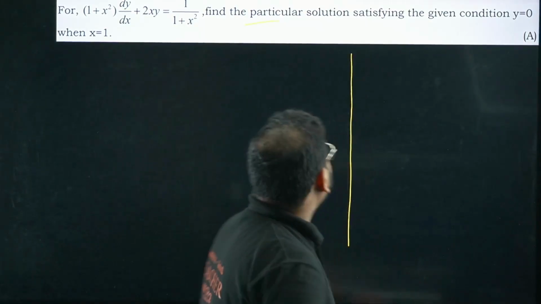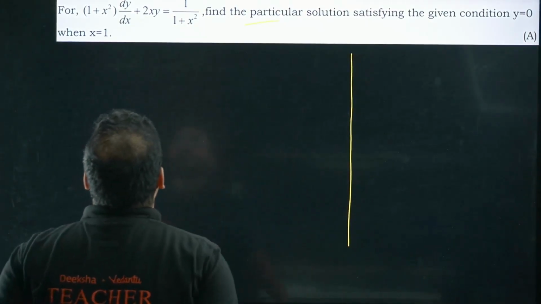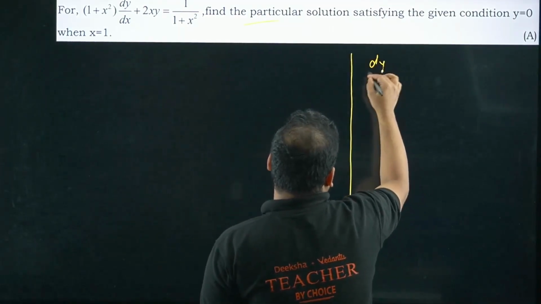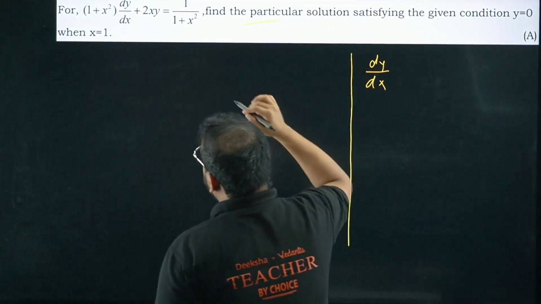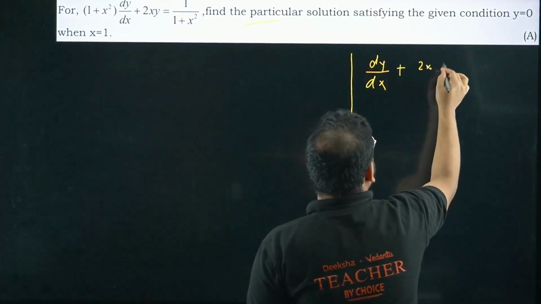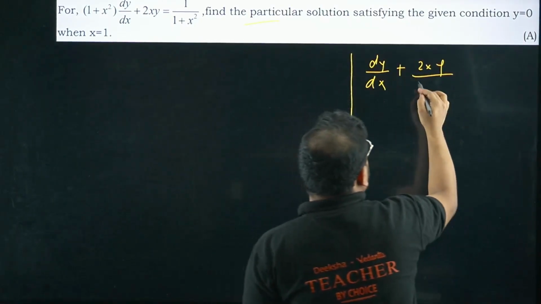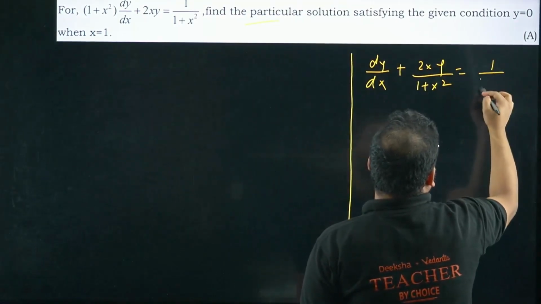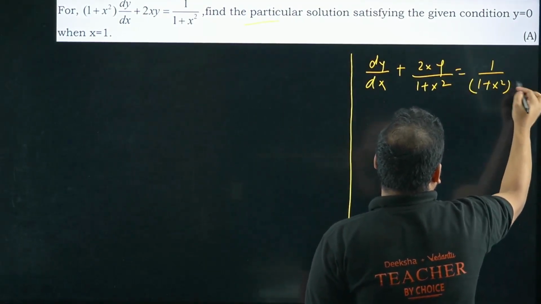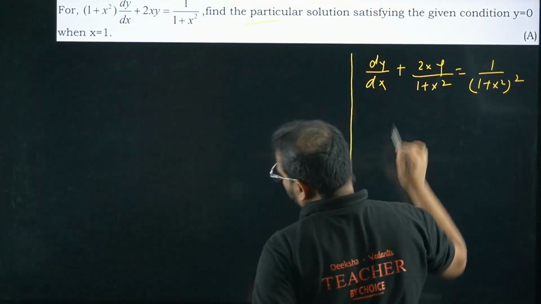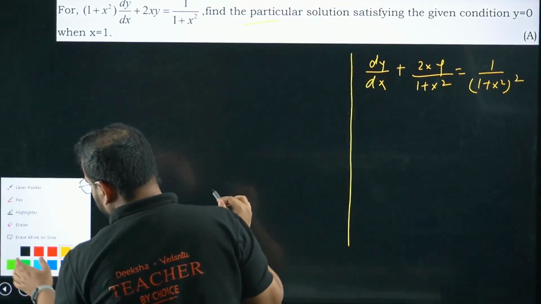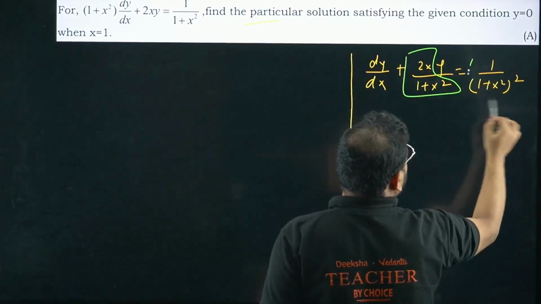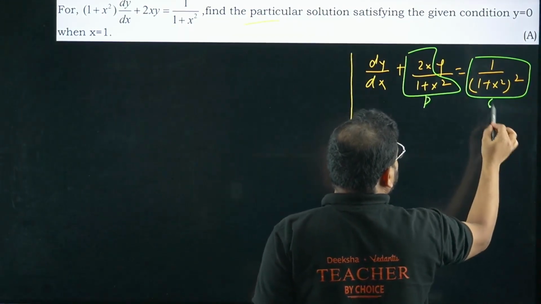Good for us, right? Okay, 1 plus x square dy by dx plus 2xy. I need this to be free from any coefficient, so it will become dy by dx plus 2xy upon 1 plus x square, equals 1 upon 1 plus x square the whole square. So this value is my p value, and the whole right side is my q value. This is p, this is q.